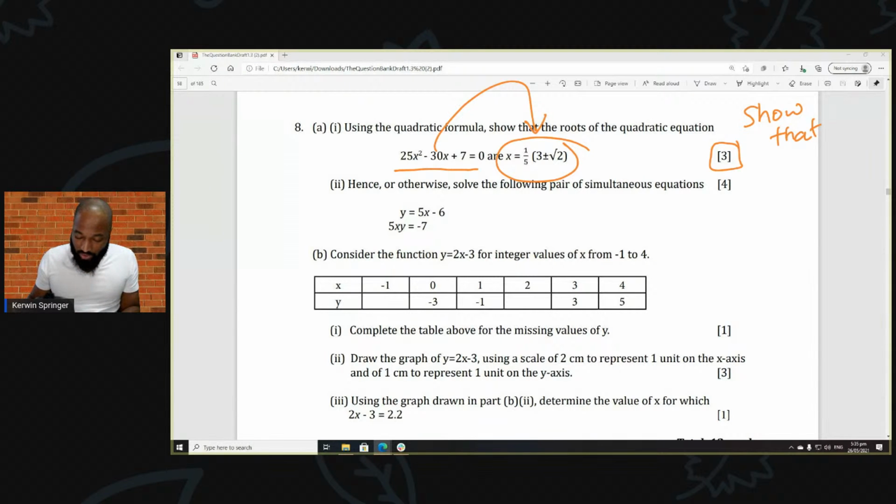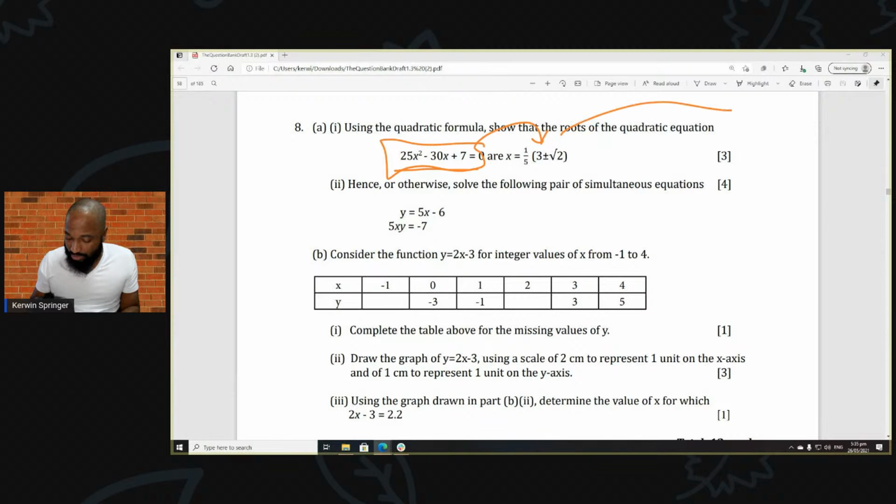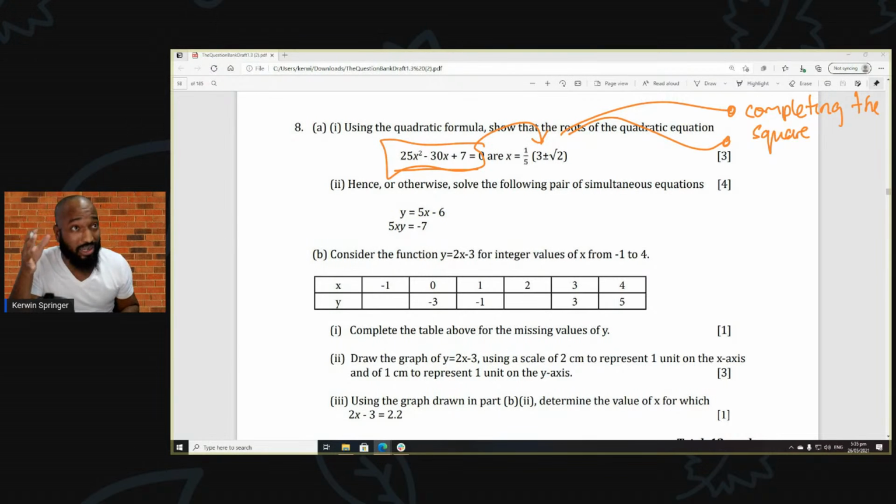All right, so anybody know how to do this? Tell me in the chat if you know how to do this. This is a show that question. So you need to take this and express it like this. So there are 2 ways that I'm seeing that students may choose to do this. One is completing the square, which is the long route. If you are accustomed to completing the square and you know that this question 8 is usually completing the square, you'll probably run down that one. That's fine, but that's more like 4 marks of working for CXC.